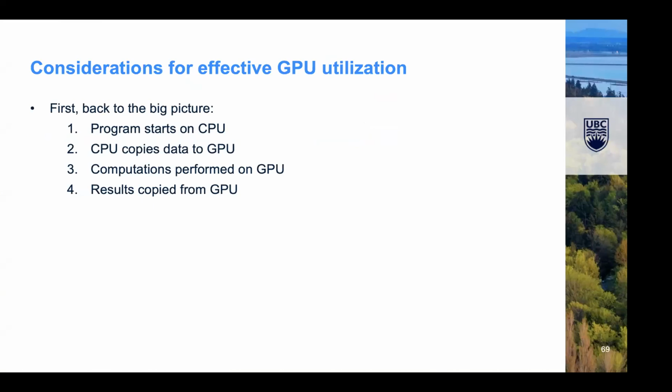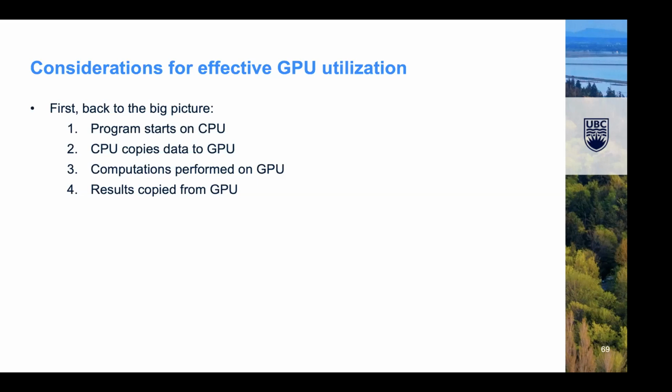GPU utilization, considerations for effective utilization. This is going to be a little bit general, a little bit high level, because we are going language agnostic here, but there is a lot that can be ported or applied at a high level to whichever program you're working on. Getting back to that big picture at the start, it's always important to remember that your program starts on the CPU. You're copying data to the GPU, and the CPU is providing instructions to the GPU for what to do. Computations are performed on the GPU and the results copied back to the CPU.